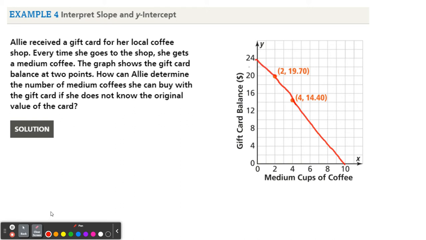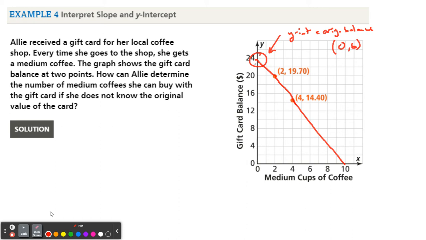Okay. So this point right here, which is called the y-intercept, is going to correspond to the original balance of the gift card. Because at this point, it has the coordinates (0, b). And remember, x is the number of medium coffees. If I've bought 0 medium coffees, that means I haven't used the gift card. So you can see that the gift card is going to be somewhere around $24, maybe $25. We'll see.